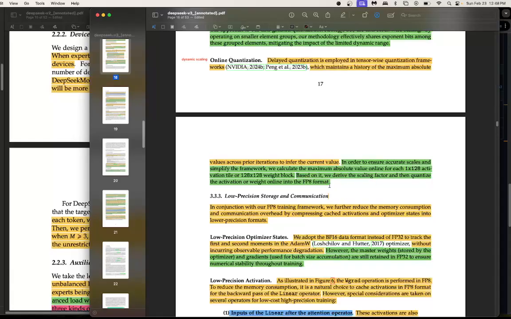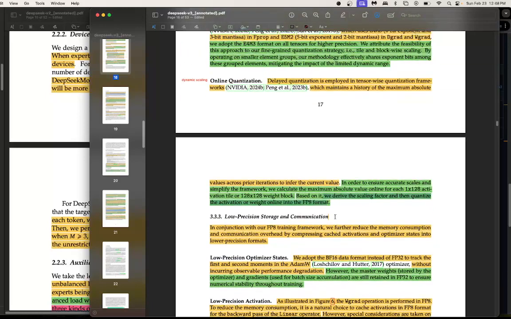dynamically, and they say that they can do this because, let's see. Yeah, they don't really say. I think they just basically state they're doing online quantization, like they're doing it dynamically. They're not using delayed scaling.